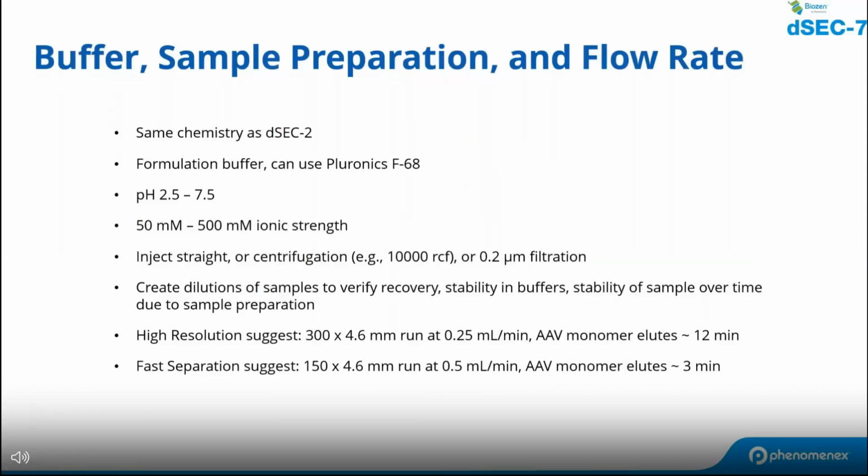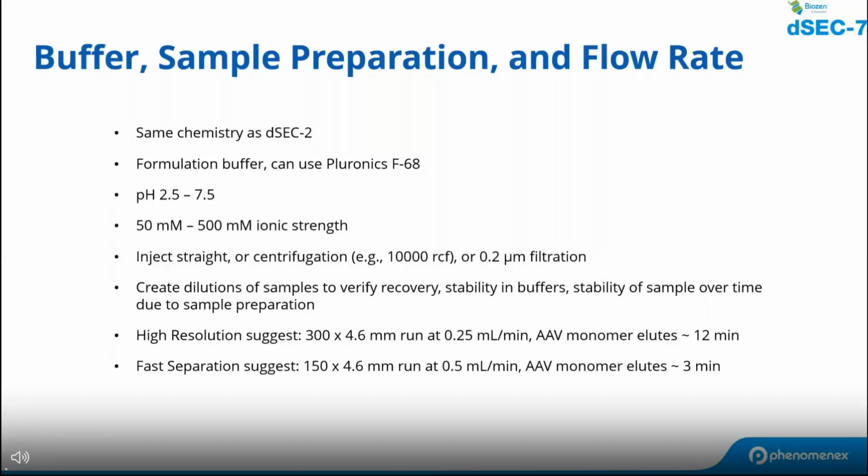So, comments for the buffer, sample preparation, and flow rate. This column actually utilizes the same chemistry as our DSEC2. As such, any typical size exclusion chromatographic buffers can be used. In particular, if your AAV buffer is typical PBS with some pluronics, you can actually utilize it on this column as well. I've also used a low percentage of SDS in certain cases, and I haven't noticed any adverse effects.